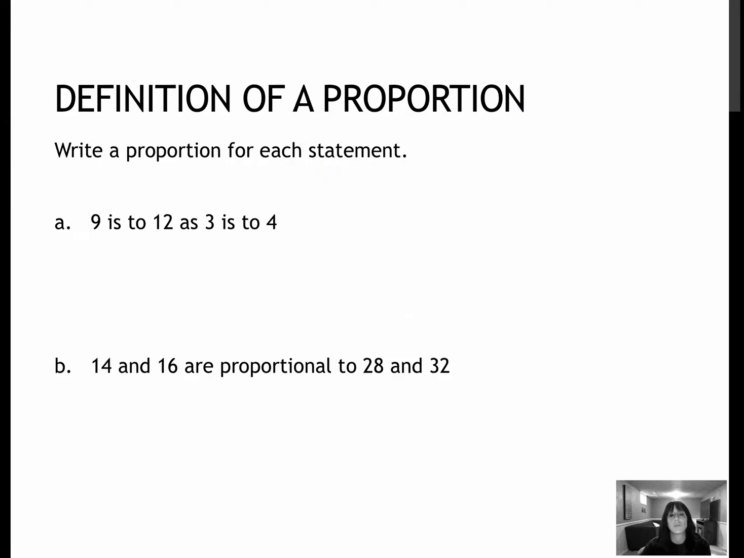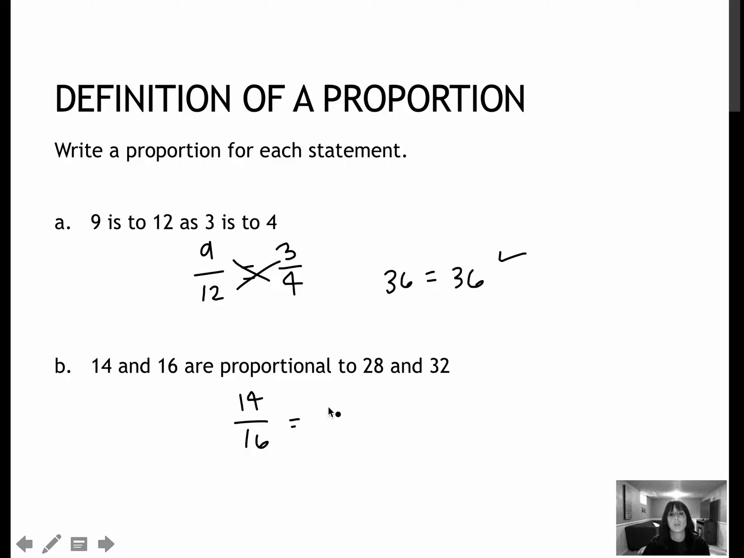So we'll write a proportion for each statement. In the first one, 9 is to 12, which means 9 over 12, as 3 is to 4. So that's exactly how we would write it. Remember, in order to check it, to make sure it's actually a proportion, you could just do some cross multiplication. So 9 times 4 is 36, and 12 times 3 is 36, and so I know that I did it right. For my next, 14 and 16 are proportional to 28 and 32.